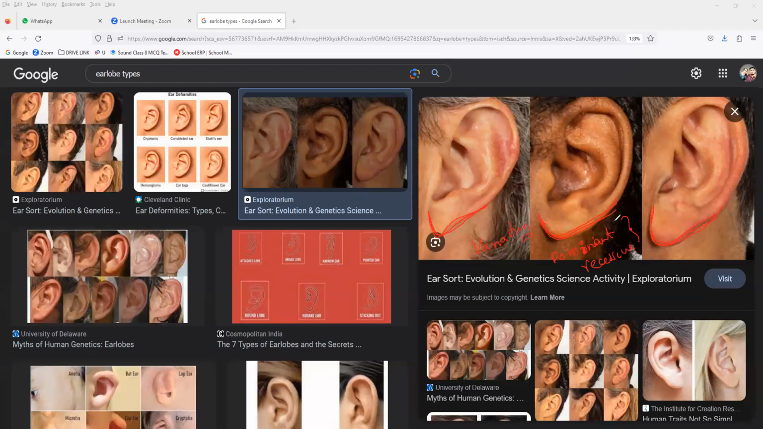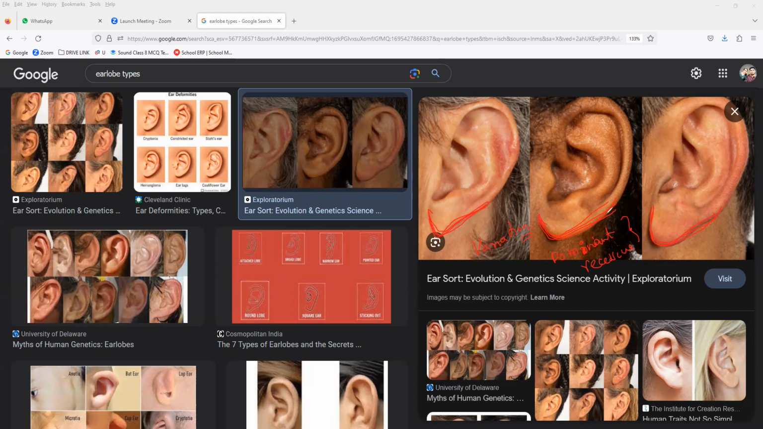So in the case of earlobes, it may be attached earlobes or free earlobes. Out of these two alleles, these are the only two variations we have. One is definitely a dominant allele and the other is the recessive allele. But which one appears in you depends on your parents. Let us discuss that next.